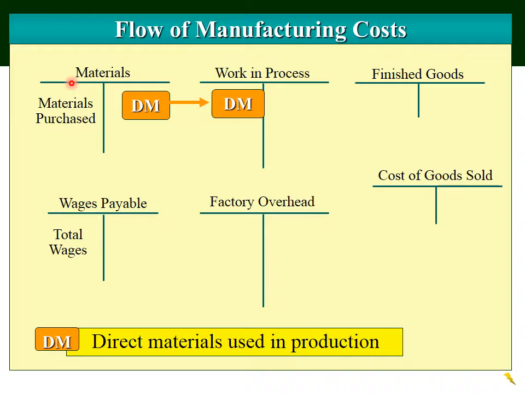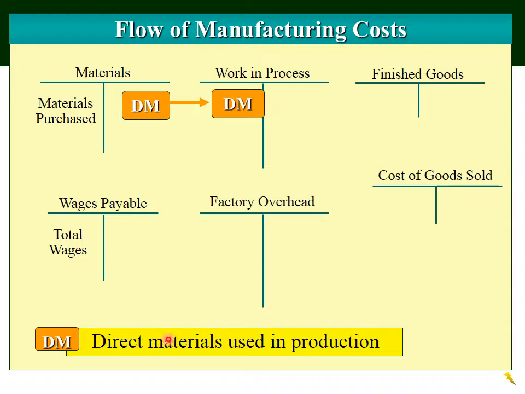So let's look again. We have materials, WIP, finished goods. These are our three inventories. They are assets. Wages payable will feed into WIP. Overhead will feed into WIP. Cost of goods sold goes on the income statement. It is a product cost after it has been sold. Remember, this is an expense account.